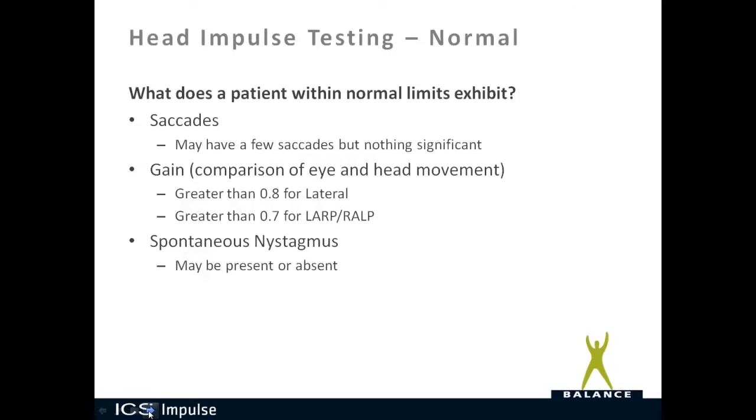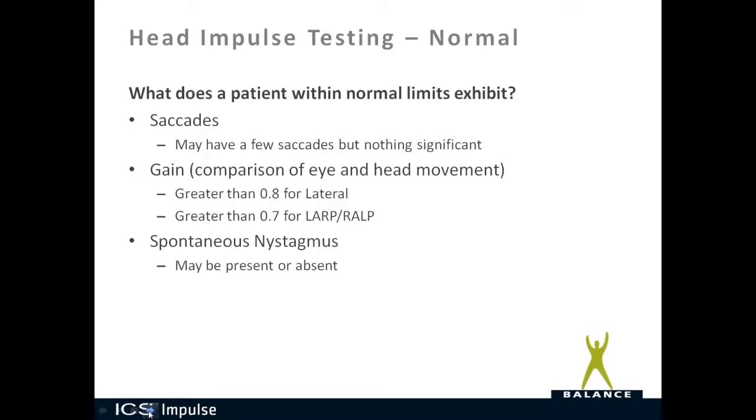So let's talk about head impulse test results. So first thing we're going to talk about is a normal result. So what does a patient within normal limits exhibit? Well, first thing is they may have a few saccades, but nothing of significance. And that's the first thing we look at. Are saccades present or absent?